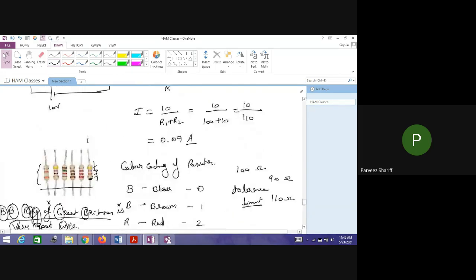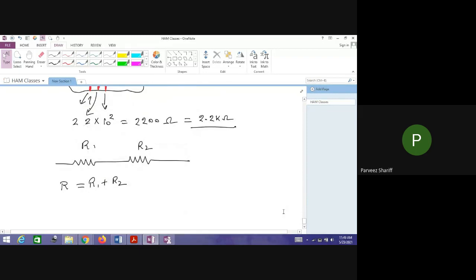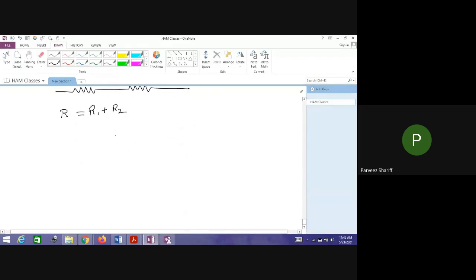I told you there are two types of connections. One is a series connection that we already discussed. Now let us go to the parallel connection. Let me write, the two resistors are connected in parallel. Let me call these R1 and R2. Now, how do we find the total resistance across this? This is one point, say point A, this is point B, and these are connected in parallel.